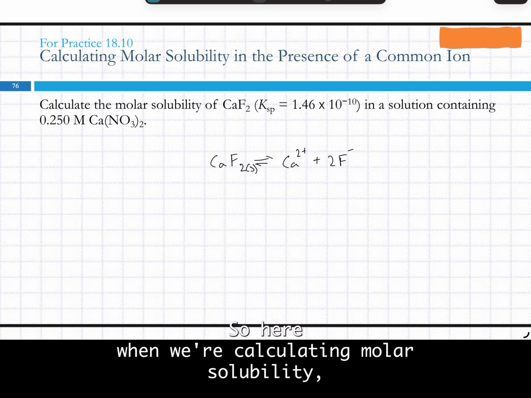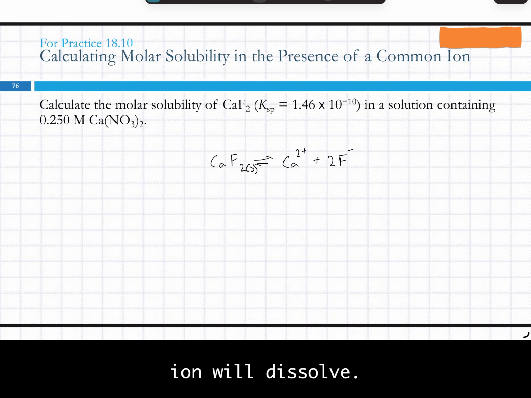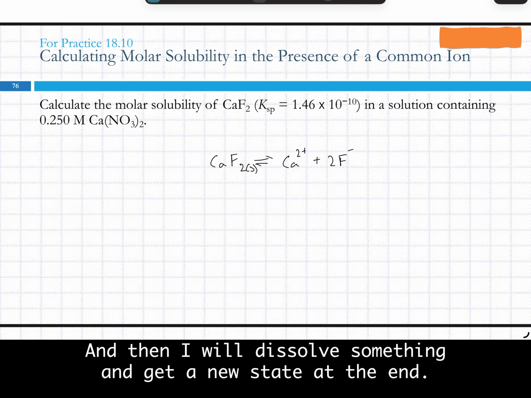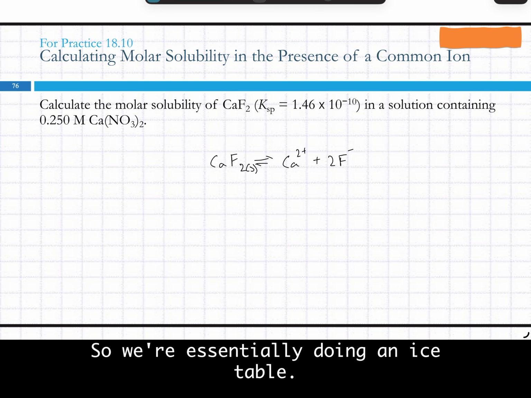So here, when we're calculating molar solubilities, we're still talking about what concentration of each ion will dissolve. So this is like an initial state where I don't have anything dissolved, and then I will dissolve something and get a new state at the end. So we're essentially doing an ICE table.